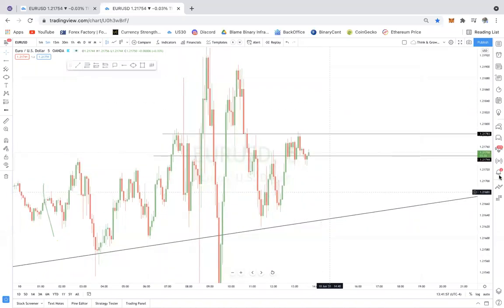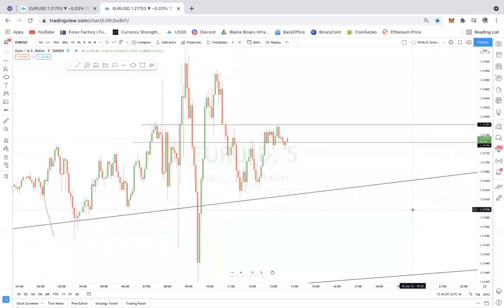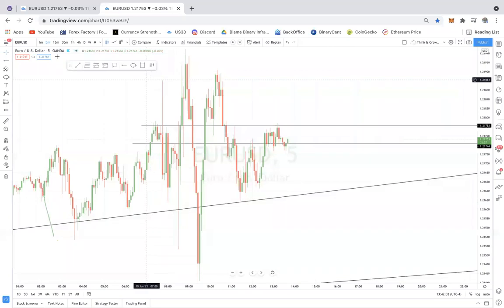Now, for how long do I take my trades? I literally take my trades for 5 minutes. I go based on the time frame. So if I'm looking at the 5-minute time frame, I'm taking my trade for 5 minutes. If I'm looking at the 15-minute time frame, I'm taking my trades for 15 minutes.